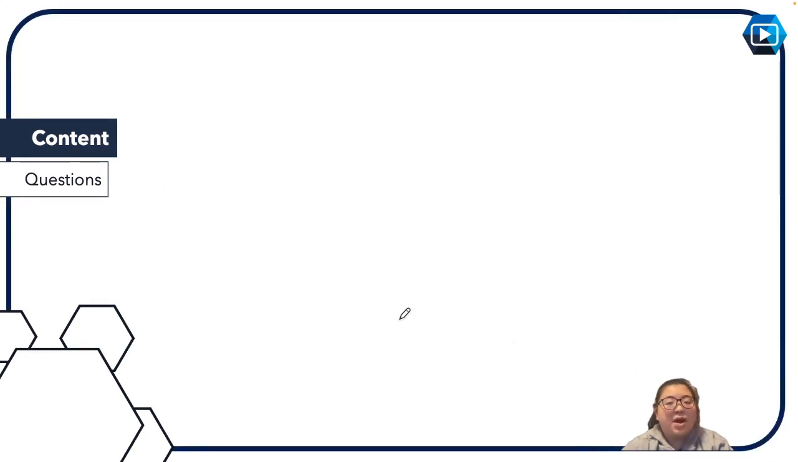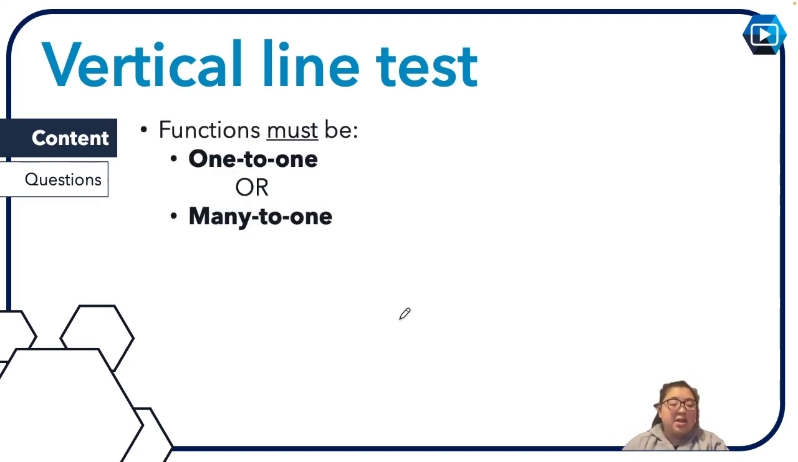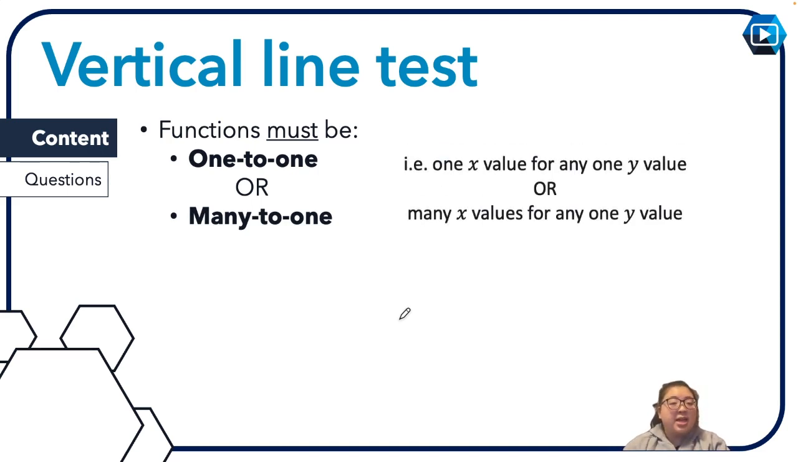Alright, so what determines whether a function is a function compared to a relation, because we said it's a type of relation, right? So functions can either be one-to-one or many-to-one. What this actually means is that it needs to either have one x value for any one y value or many x values for any one y value, i.e. you can't have multiple y values for the same x value, and that's really the only requirement that it has.